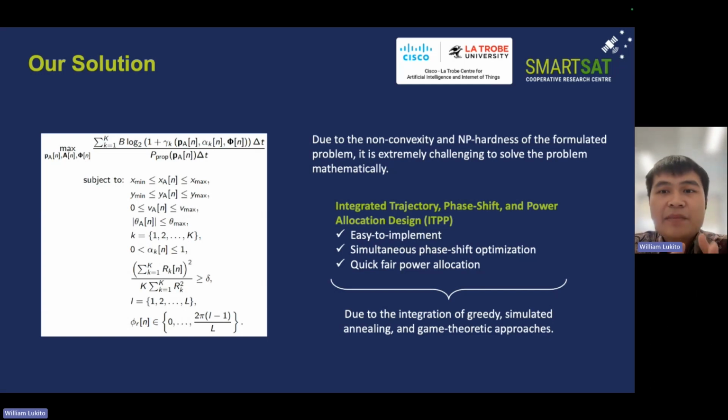Basically, ITPP is designed under a Dinkelbach procedure, which is an iterative algorithm. The advantage of our solution is that it's easy to implement, it is able to do simultaneous phase optimization, and it can quickly achieve fair power allocation.